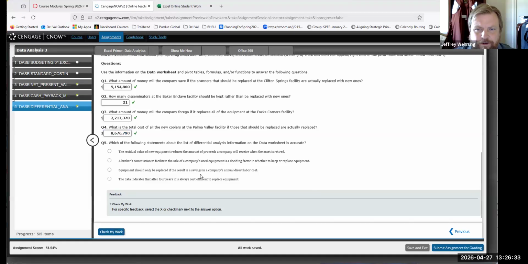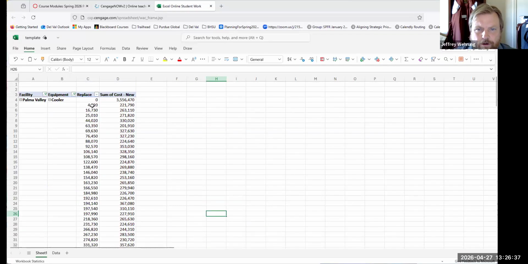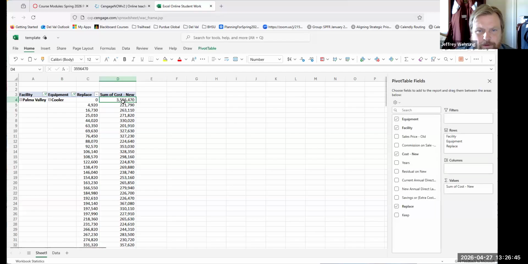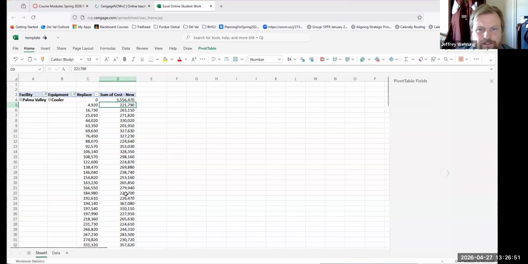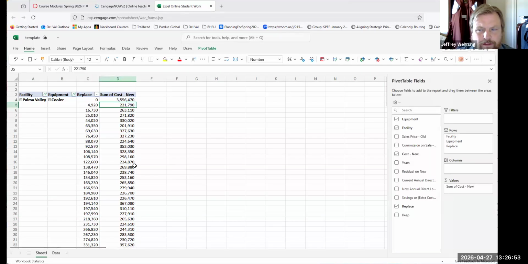Half the battle on these is figuring out what they're asking for. So there we go. So this is all of the coolers, right? And some of them we have no benefit for replacing. So we're going to keep these, and that's the value of the ones that we're going to keep. Then for the ones that we're replacing, because they have a positive benefit to replacing them, we want to know how much the cost is going to be to buy the new ones.